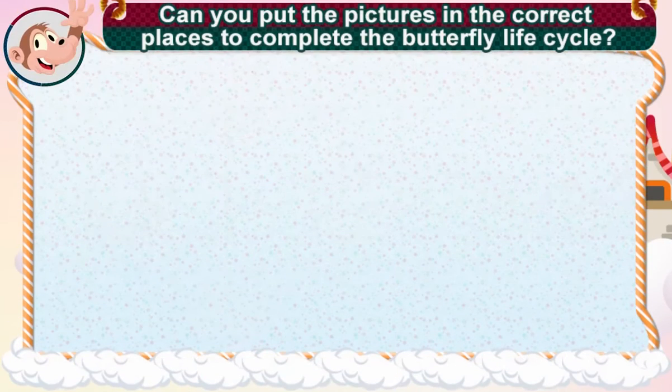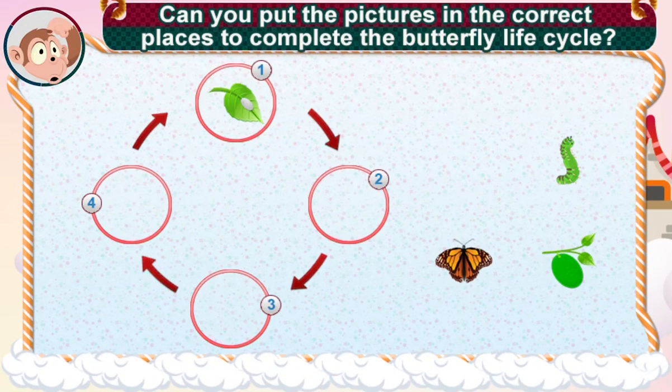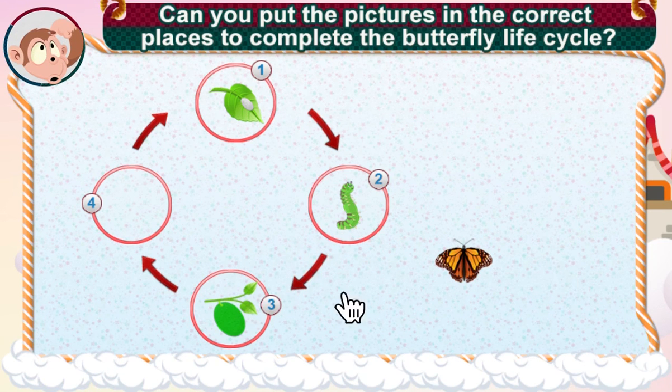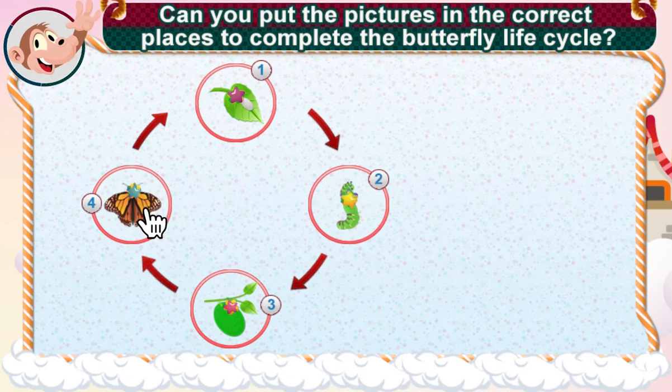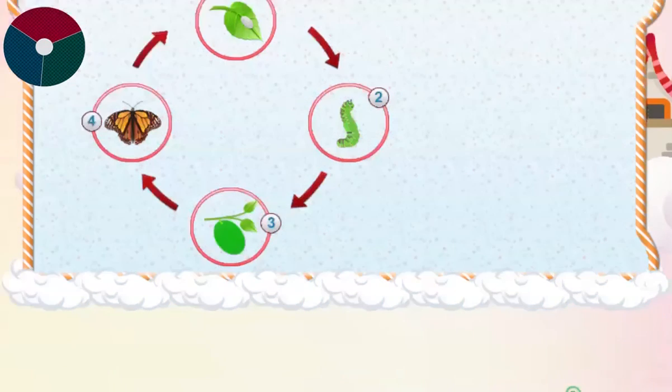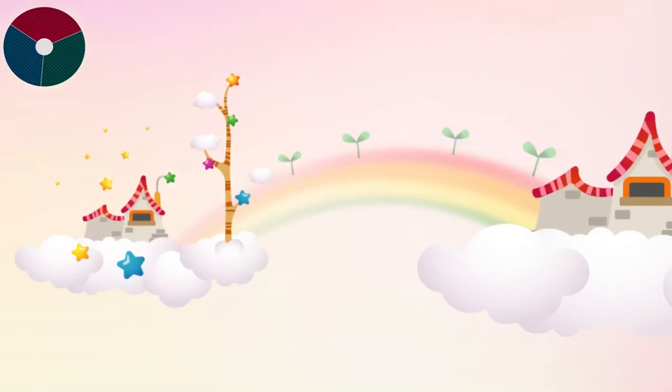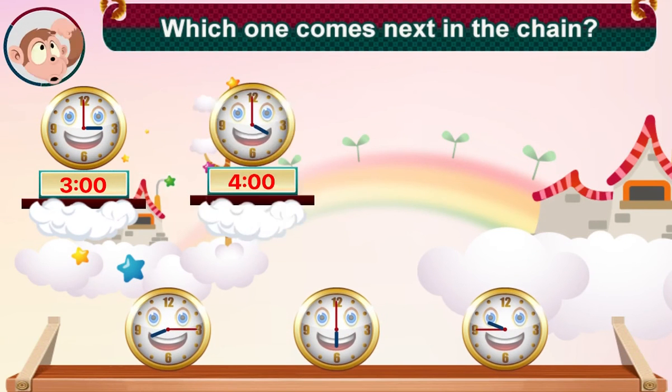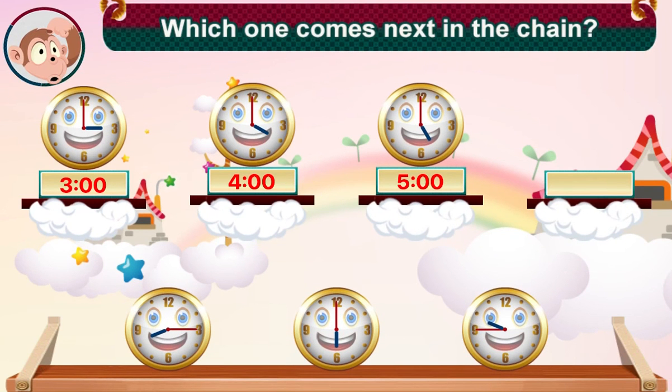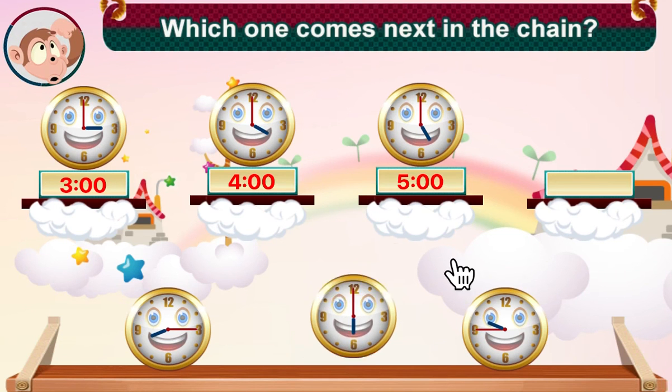Can you put the pictures in the correct places to complete the butterfly life cycle? Chrysalis. Caterpillar. Adult butterfly. Which one comes next in the chain? Six o'clock.